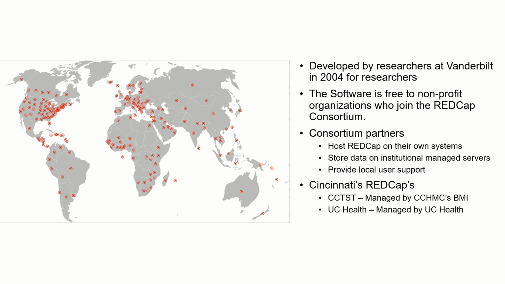The software is free to nonprofits who join the REDCap consortium, and the consortium currently has hundreds of different countries included inside it, institutions from all over the world, and many projects. Consortium partners who obtain REDCap software host this software on their own systems. The data is stored in their own internal servers, and each REDCap partner has its own REDCap support system to provide users and support.